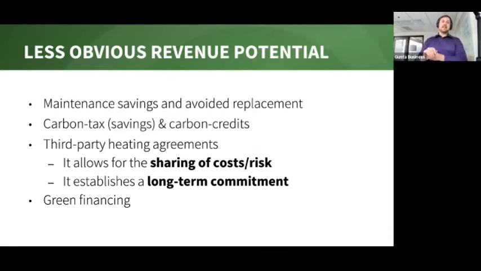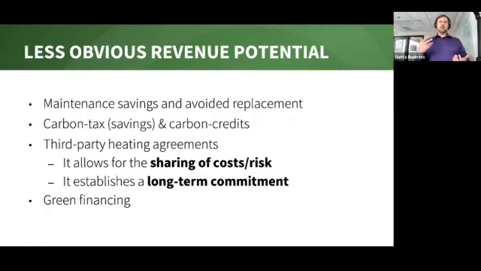Carbon tax savings, carbon credits. This is kind of a new thing, where there are carbon credits coming onto the market. If you have a renewable energy project, there is an opportunity to get carbon credits, so that people can basically lend you money on the green feeling that they're putting money into a bond that's being utilized for renewable energy projects, and then they have that ability to offset their usage.